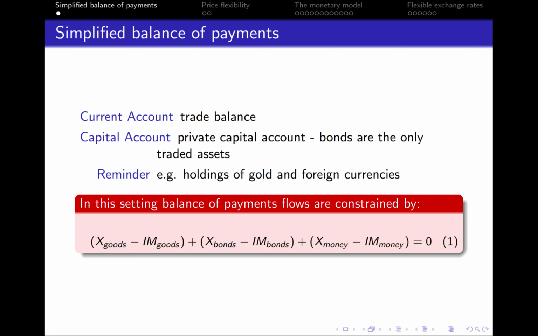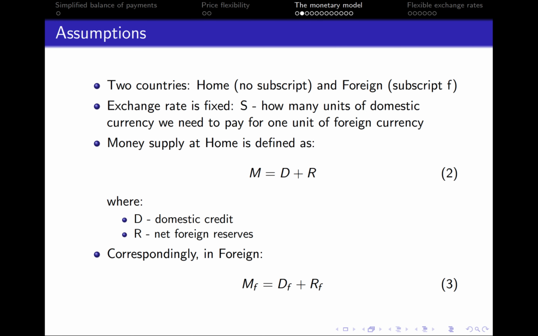And because our money supply is increasing in this case, we can treat it as an increase in money supply due to net foreign reserves. And look, of course, we will have a very similar situation with money supply in the foreign country. It's also domestic credit, but domestic credit in foreign and net foreign reserves. Okay, I know it sounds kind of funny, but I hope you get the idea.